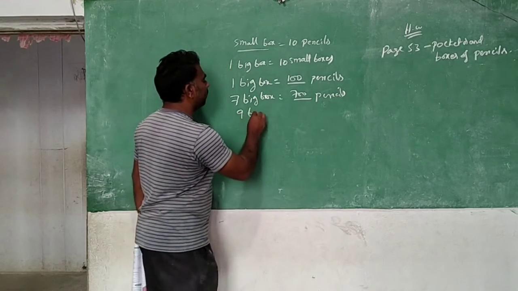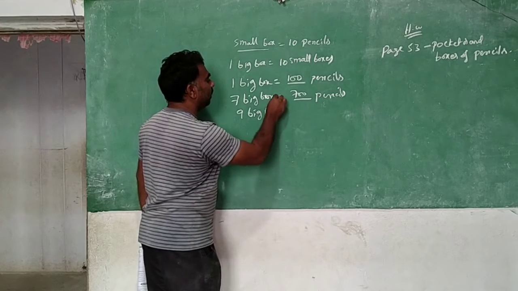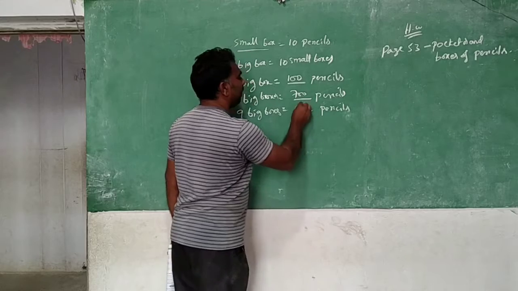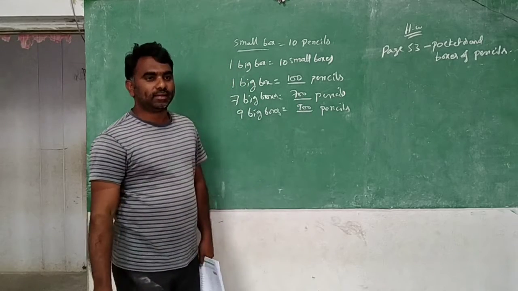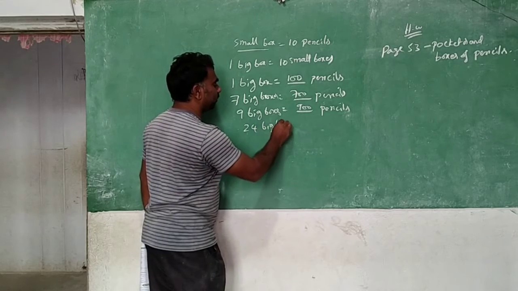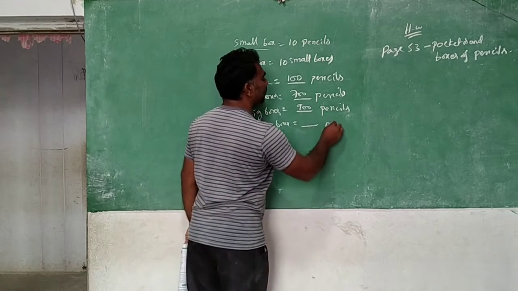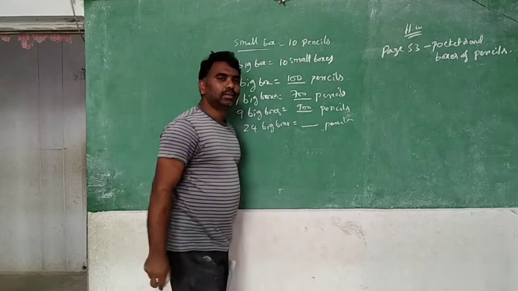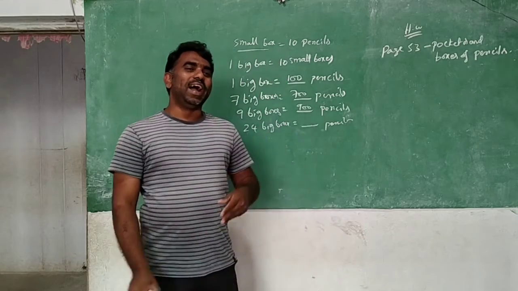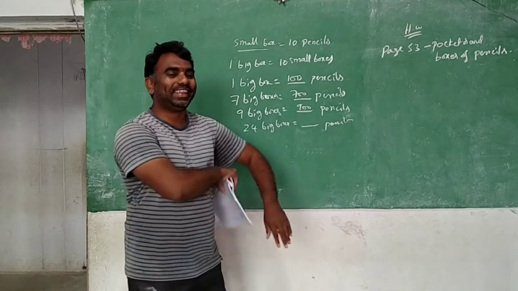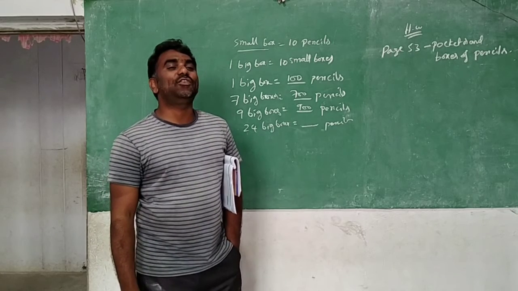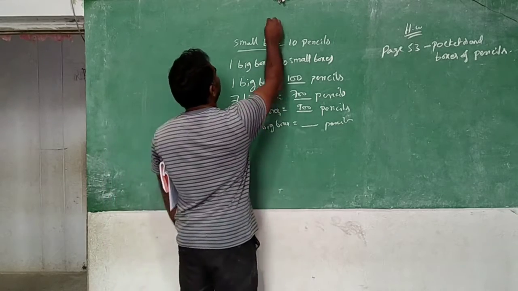In 9 big boxes, how many pencils are there? Very good, 900 pencils. In 24 big boxes, how many pencils are there? 240. Very good, 2400. Simple it is, multiplication.